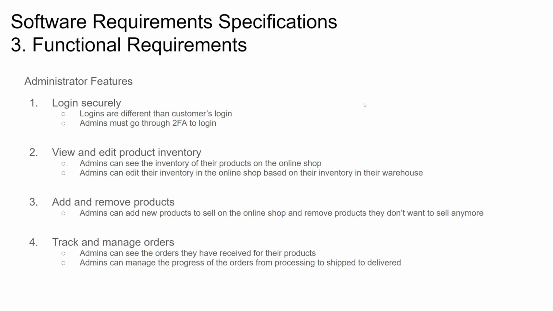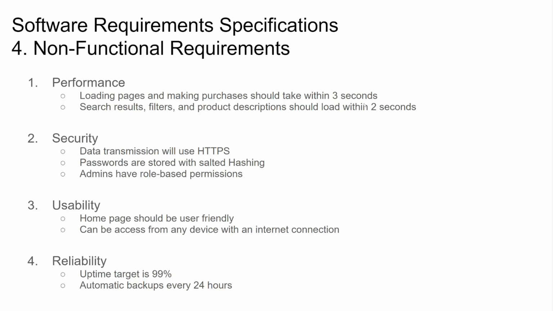Administrative features are login securely, so we don't have anybody posing as an admin. Everyone will have to go through the two-factor authentication. View and edit product inventory. Admins can just see the product's inventory online and compare it to their in-store and make adjustments as they need. They can add and remove products, and they can track and manage orders. They can tell the customer whether it's being processed, it's shipped, or it was delivered.